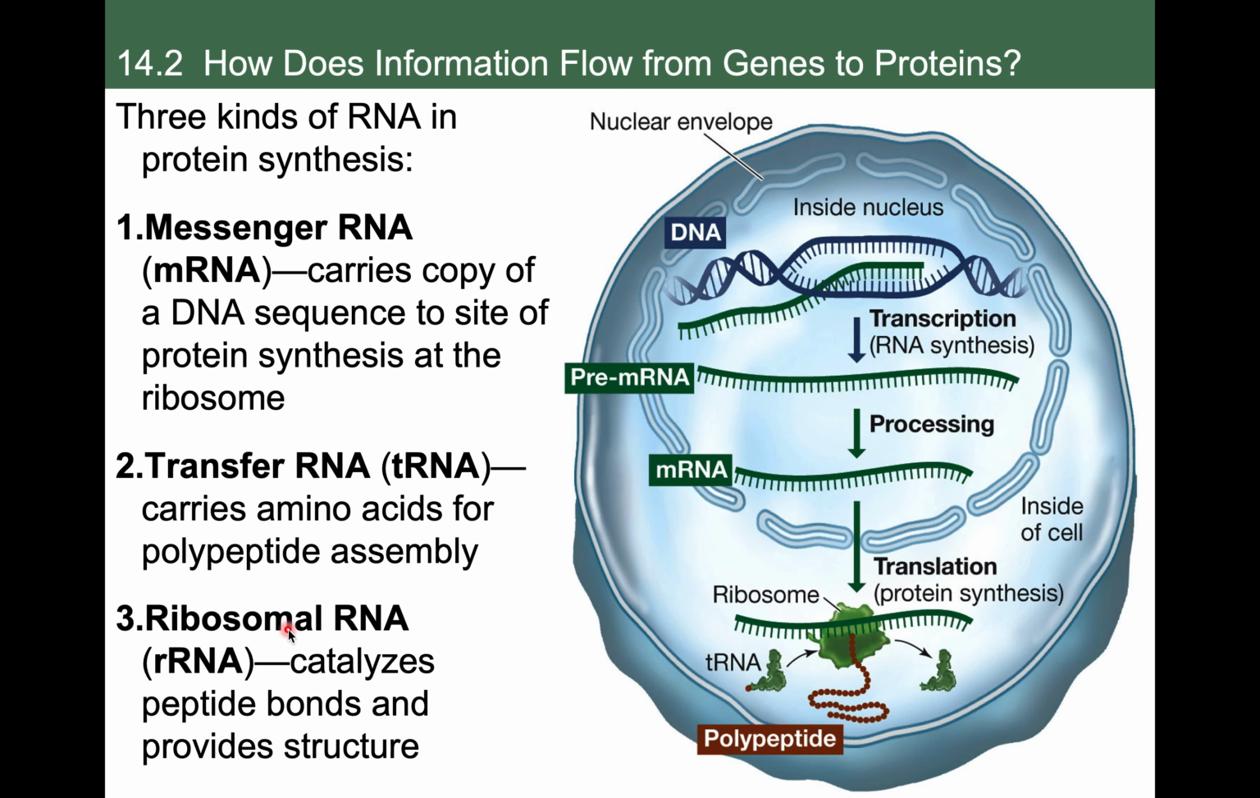And the third type is what's called rRNA or ribosomal RNA, and that is actually RNAs that help make up the ribosome itself, and they're really important for allowing the ribosome to form these bonds between the amino acids and build the polypeptide.